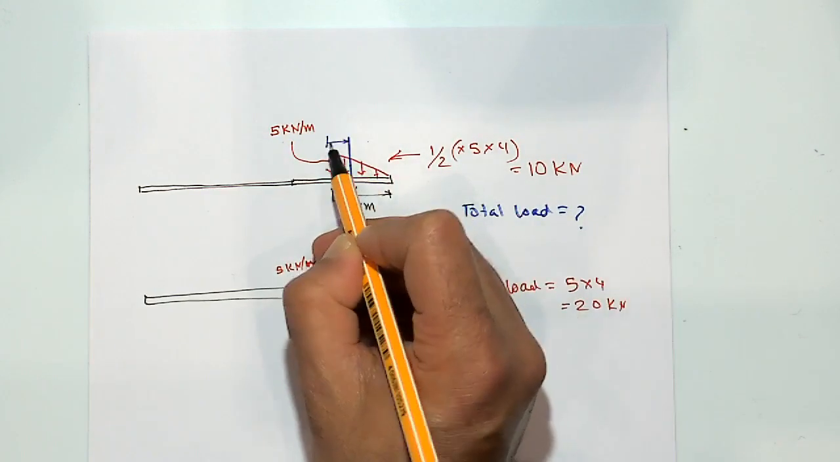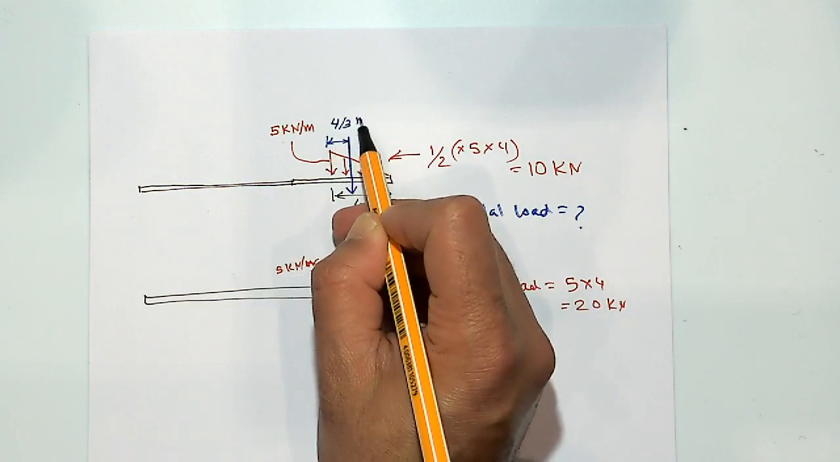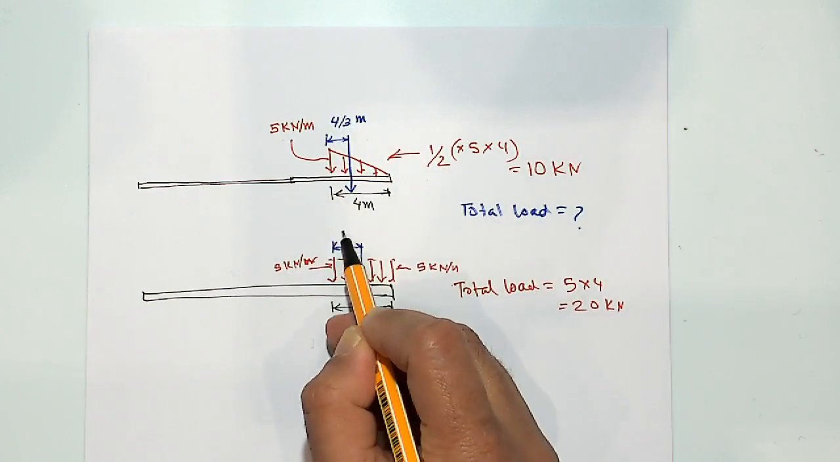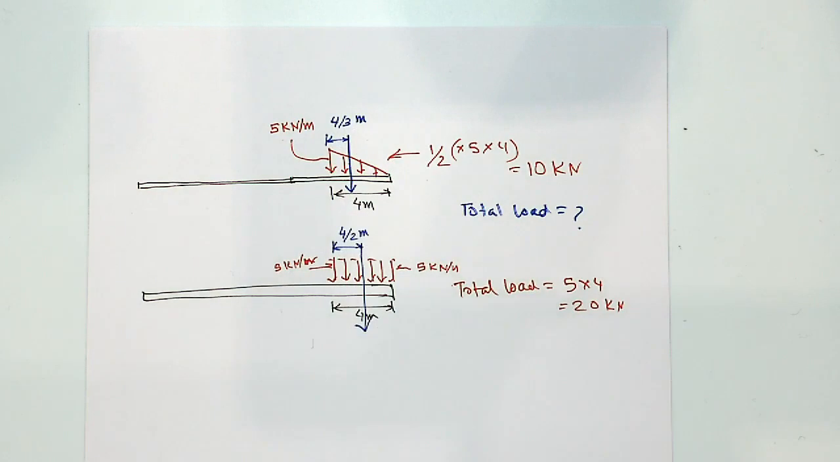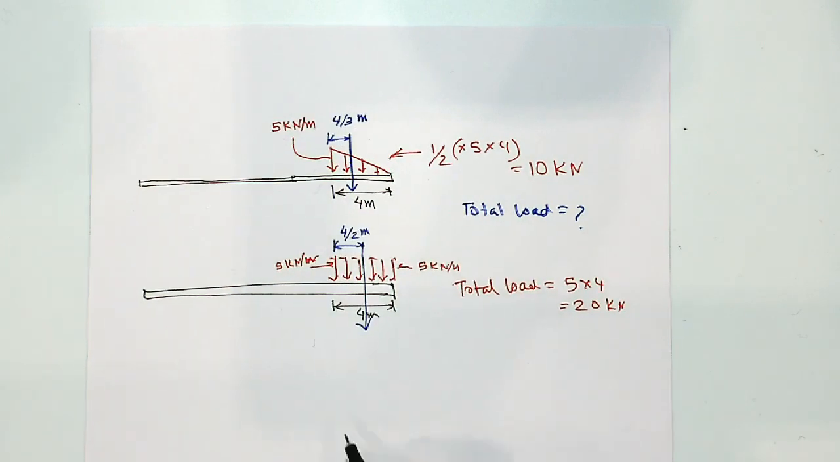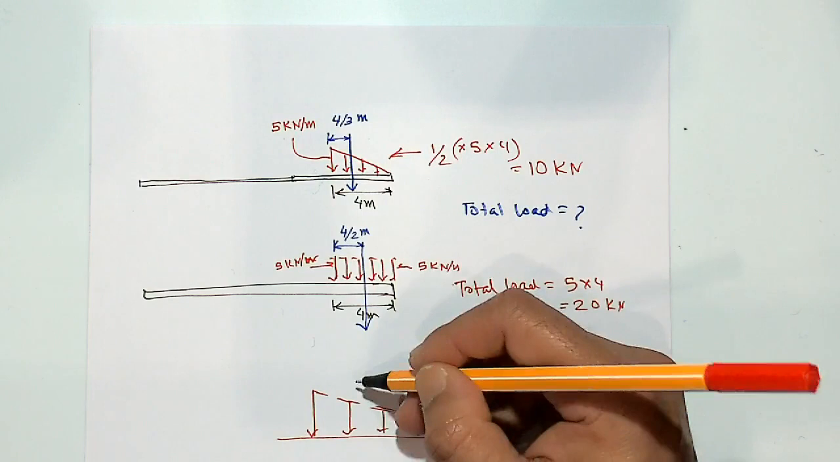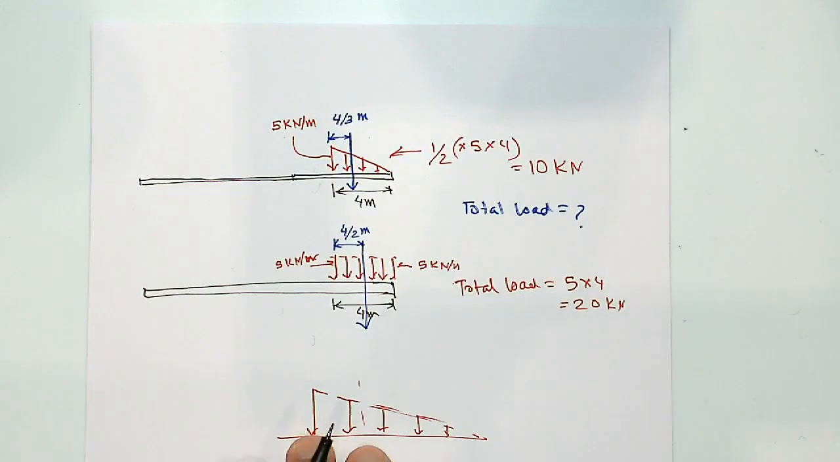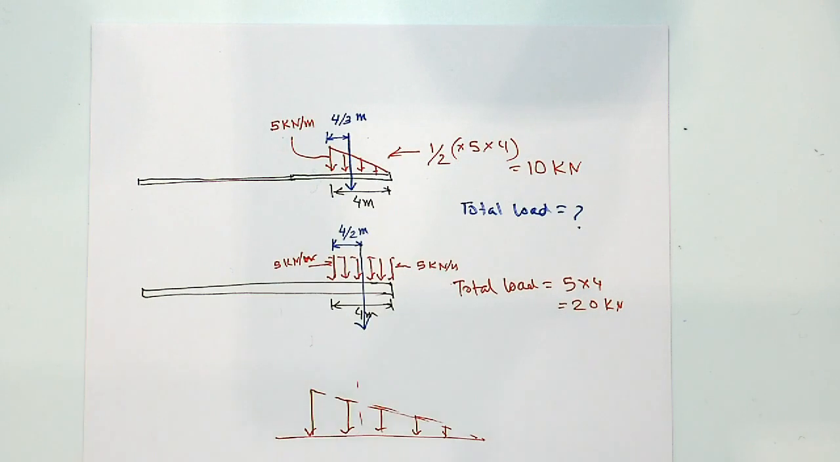So this distance is 4 over 3 meter, whereas this is 4 over 2 meter, or 2 meter in this case. So the triangular load, or any load if it is triangular in nature, find the total area under the triangle, and then it will act at a 1/3 distance from the big side, through the centroid. Okay, I think this is it. There is nothing else new concept-wise.